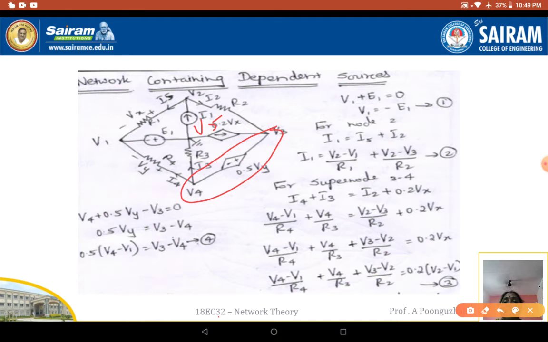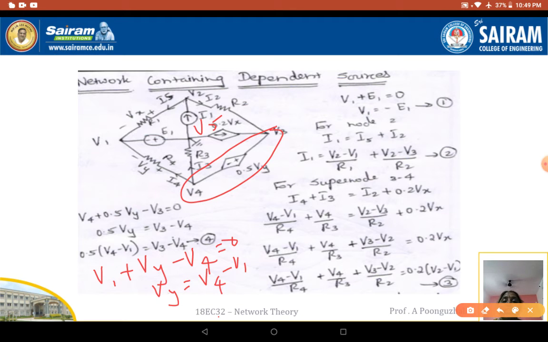What is Vy? Vy is nothing but the voltage that exists between V1 and V4. So if I write my KVL equation here, it is going to be V1 minus plus, plus Vy minus V4 is equal to 0. So Vy is equal to V4 minus V1. So we substitute: 0.5 times (V4 minus V1) is equal to V3 minus V4.